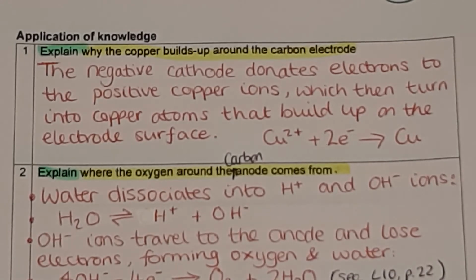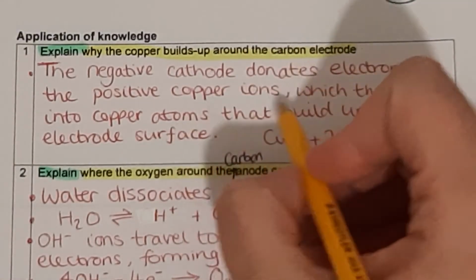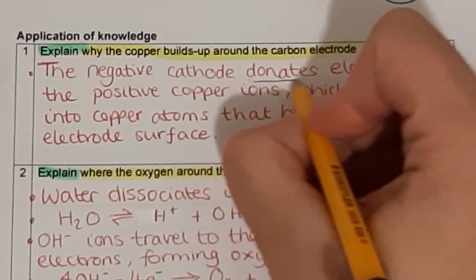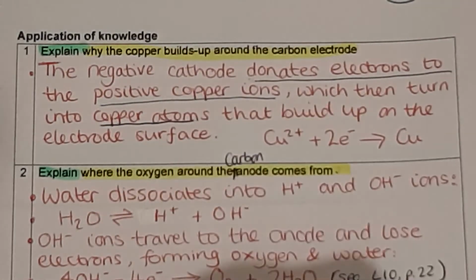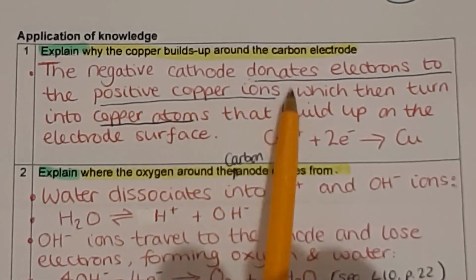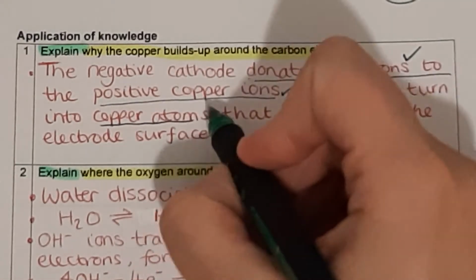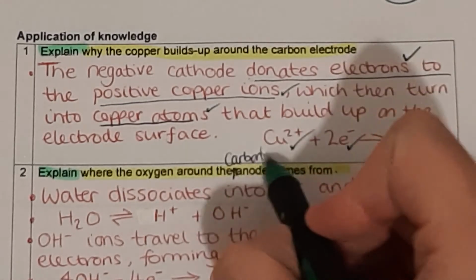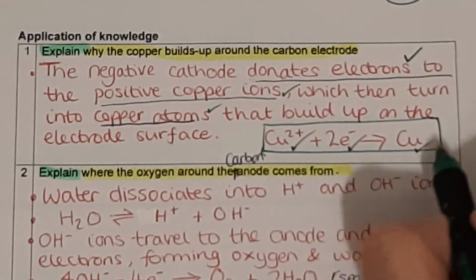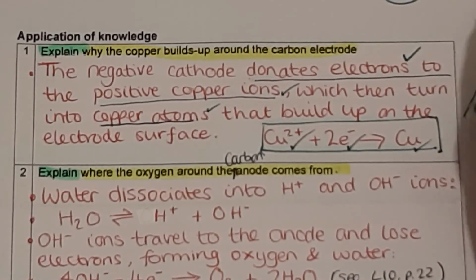Okay, so let's go through those. Question 1, explain why the copper builds up around the carbon electrode. So, firstly, the negative cathode, which is the carbon electrode, donates electrons to the positive copper ions, which then turn into copper atoms, and that builds up on the surface. Another way of writing this is to say the negative cathode donates the electrons for the first mark, so I should be marking in green here. So talk about donating electrons, then positive copper ions turn into copper atoms, or positive copper ions accepting electrons turns into atoms. So this equation here would cover all 3 marks, as long as you explained that the electrons are donated from the negative cathode. So that's a mark out of 3, please.